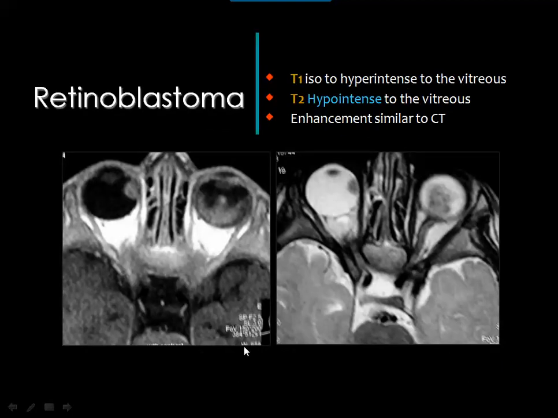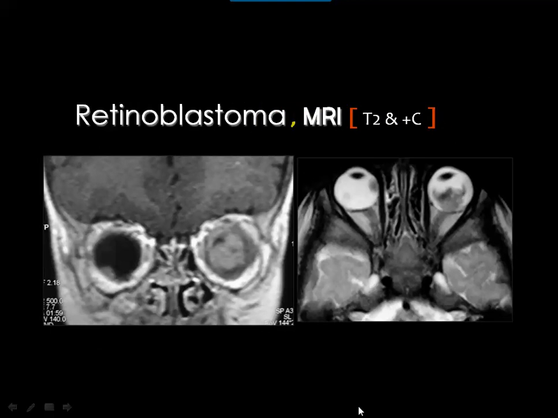And retinoblastoma by MRI will appear of intermediate signal in the T1 and also of intermediate signal in the T2 with faint post-contrast enhancement. And this is also a retinoblastoma by MRI, coronal T1 weighted image, and this is an axial T2 weighted image.